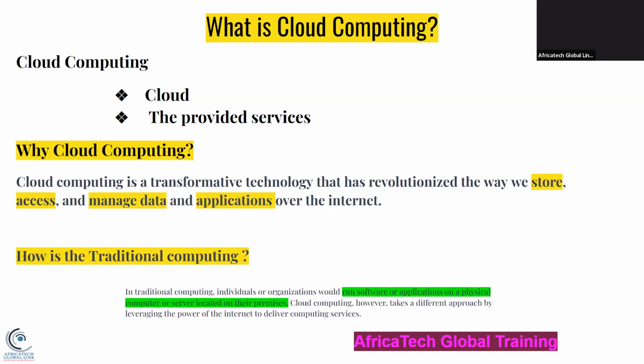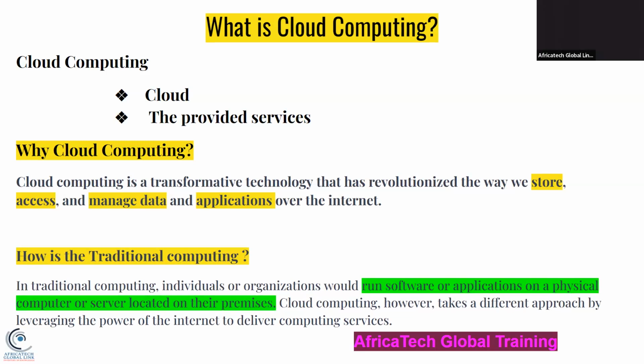How about traditional computing, right? It's just an example. In traditional computing, an individual organization will run software or applications on a physical computer or server located on their premises. So every company had a special room where they stored their stuff, with a lot of memory and hard drives. It was costly, and they had to pay people to maintain that place as well. But cloud computing takes a different approach by leveraging the power of the internet to deliver computing services. So when we talk about cloud, you also have to think about the internet, because if there's no internet, there's no cloud, okay? Before, it was a physical place. Every company had their back room where they kept their servers. I just mentioned that. So that's the difference between both.